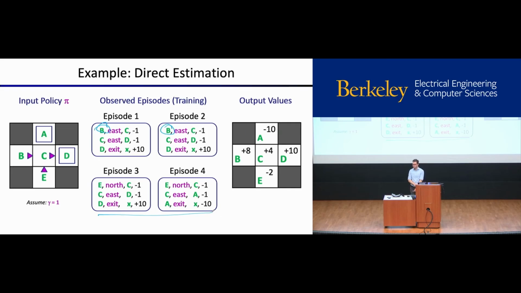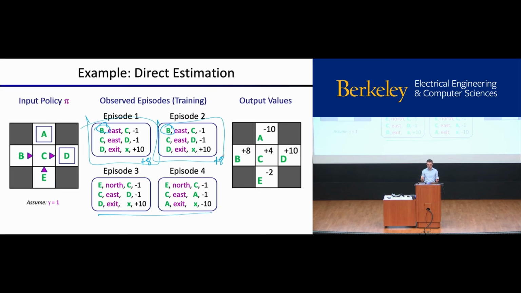But we didn't even use it as we drew a conclusion for A. Well, we looked at these two episodes. We said B appears here, B appears here. This one gives us a +8. This one gives us a +8. Average those together, we get a +8. Okay? Okay, so let's move on. If it's still not making sense, please come up after and we can chat more.